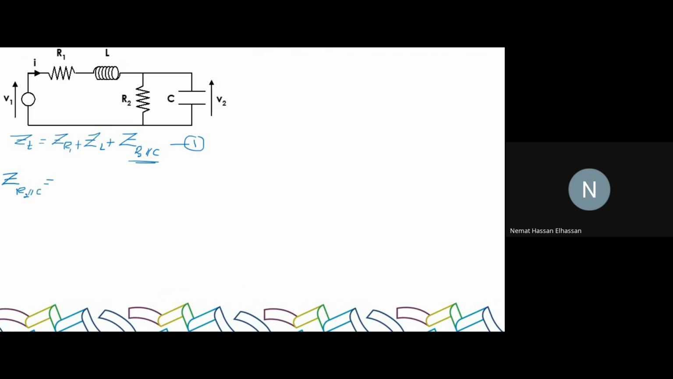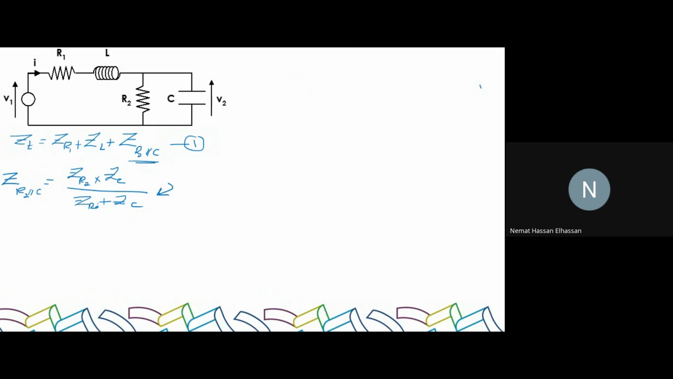We'll say that a parallel branch of two impedances is basically their multiplication, so ZR2 multiplied by ZC, divided by their addition, ZR2 plus ZC. And we know that because 1 over Z parallel is equal to 1 over Z1 plus 1 over Z2, which is equal to Z1 plus Z2 divided by Z1 times Z2 if I unify the denominator, which gives me that Z parallel is equal to this. So this is just as if we're treating a regular parallel resistive circuit with two parallel branches.